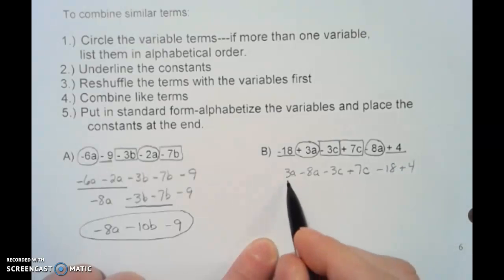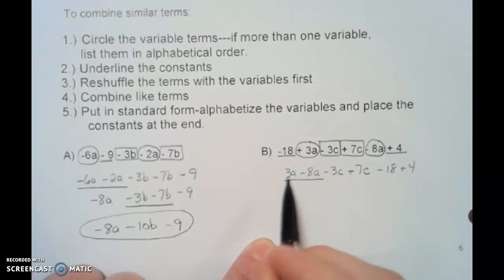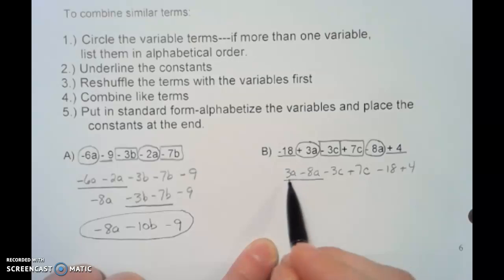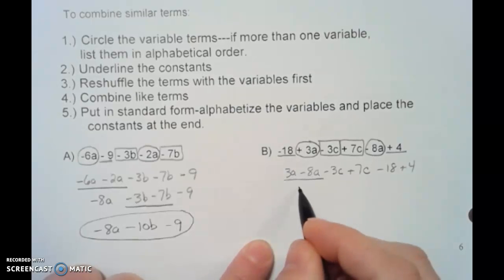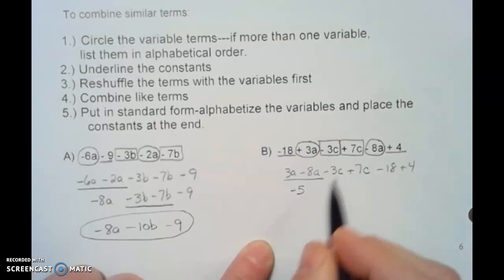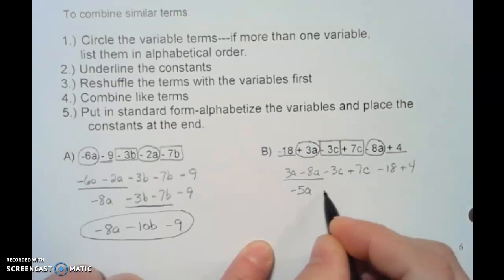And now we'll combine 3a minus 8a. Well, again, that's a 3a and a negative 8a. They're different signs, so you have to subtract. 8 minus 3 is 5. And then it's going to be a negative because negative 8a has the bigger absolute value. So this is negative 5a.